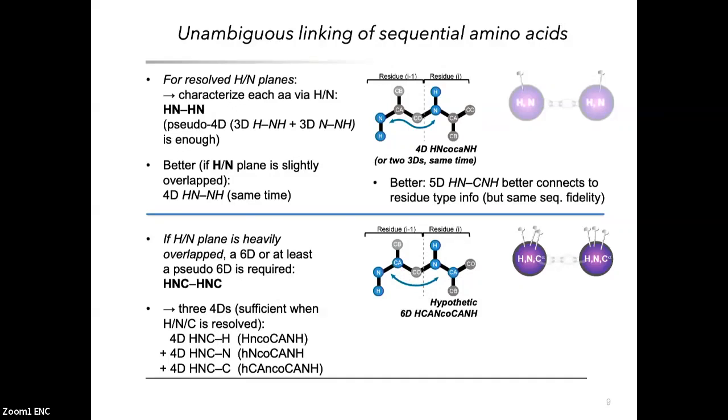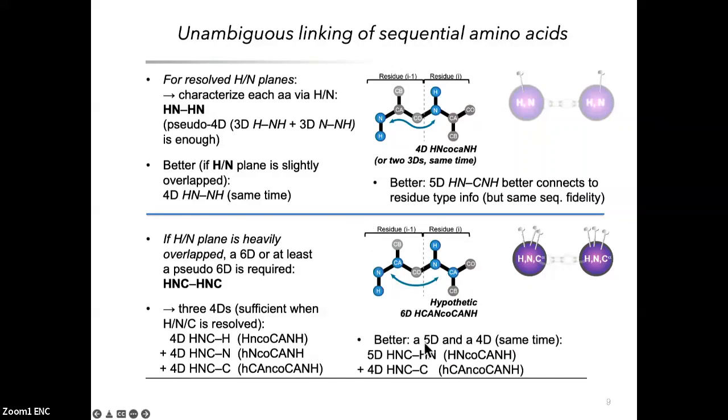Or, because that costs the same time, we can also just generate this experiment, and that's then a little bit better: having one 5D experiment, H and C and N and H of the next residue, and then another 4D, which is H and C and the next residue C. And that last experiment is something that hasn't existed yet, but becomes possible because, as I said, we have these very long coherence lifetimes and the high transfer efficiencies.